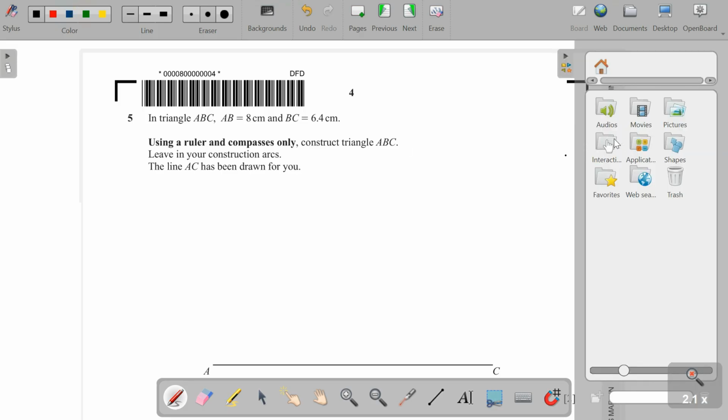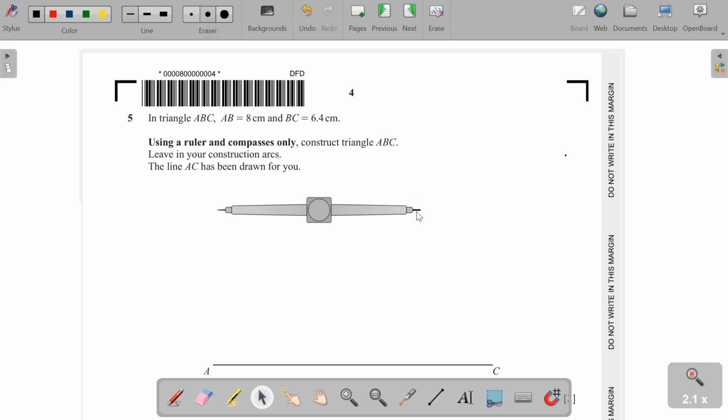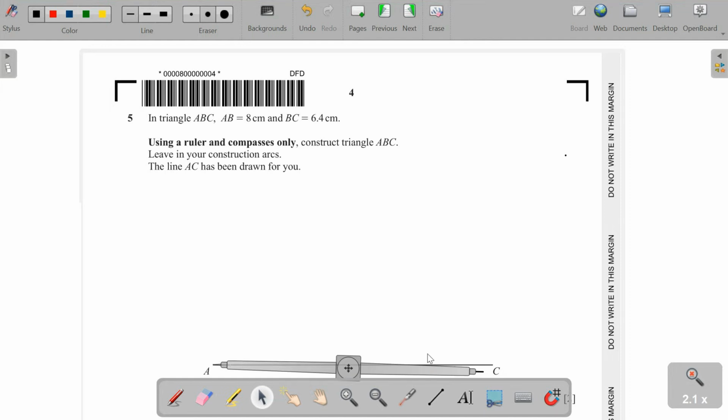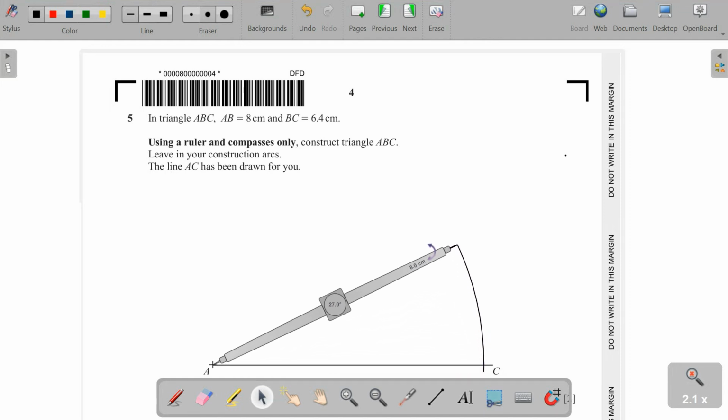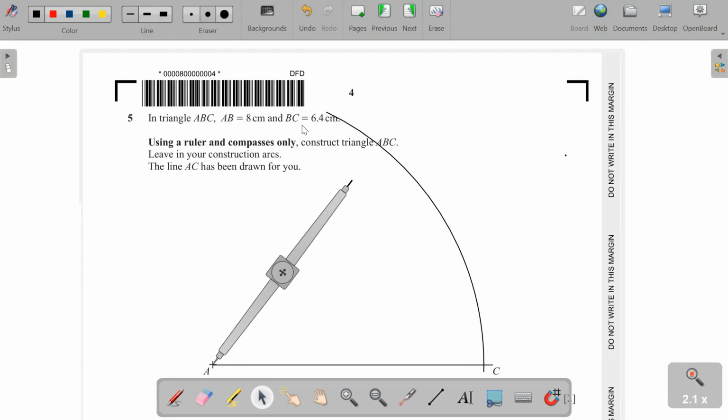To draw a triangle with the help of compass, we need the compass. With the help of this compass, we need to draw an arc of 8 cm. First, we draw the length of arc 8 cm from A. This is the arc we have drawn from the point A. Now we need to draw another arc from the C, which has the length of 6.4 centimeter.